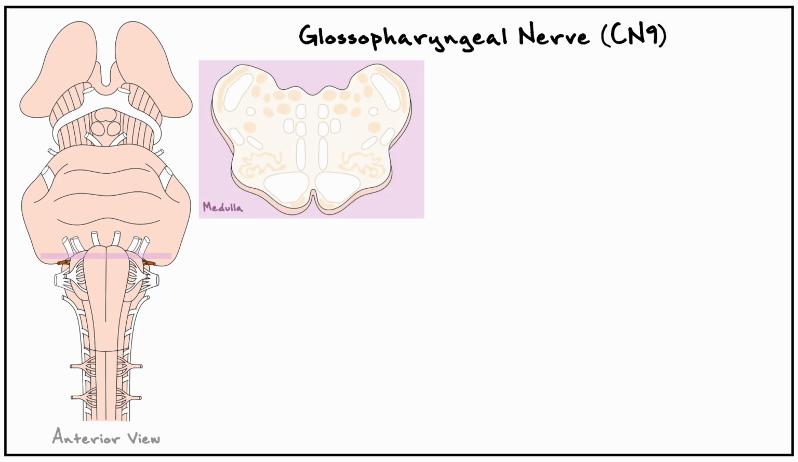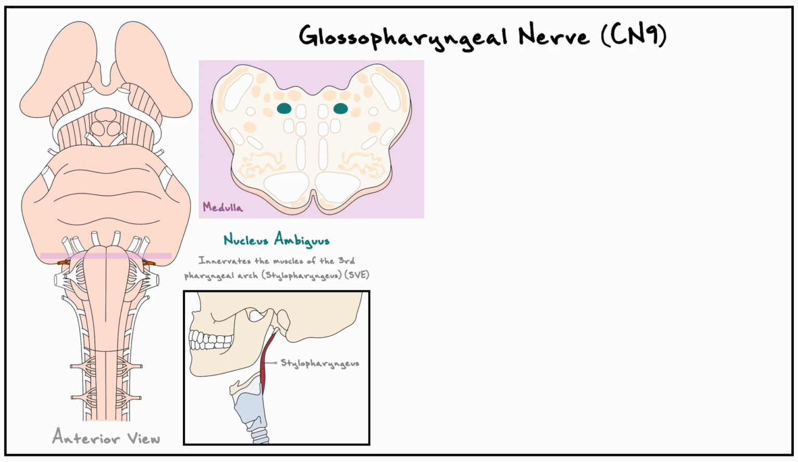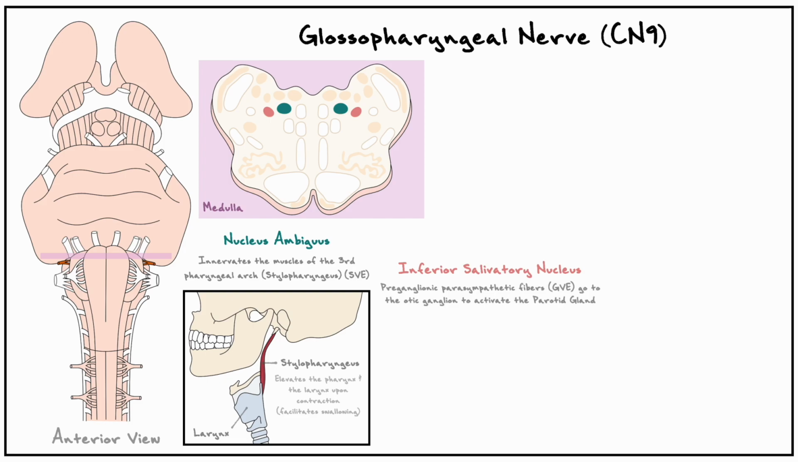The first important nucleus that provides fibers to the glossopharyngeal nerve is the nucleus ambiguus. This nucleus provides the origin for the motor neurons that will innervate the stylopharyngeus, which is the only muscle part of the muscles derived from the third pharyngeal arch. When the stylopharyngeus contracts, it allows to elevate the pharynx and the larynx, which in return facilitates the process of swallowing. The second nucleus that provides fibers to the glossopharyngeal nerve is the inferior salivatory nucleus. This nucleus provides preganglionic parasympathetic fibers to the otic ganglion, which then sends postganglionic fibers onto the parotid gland.